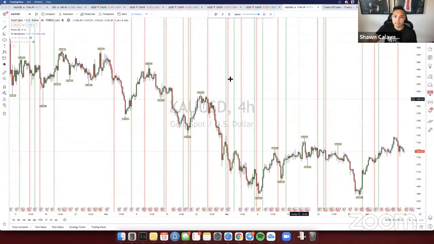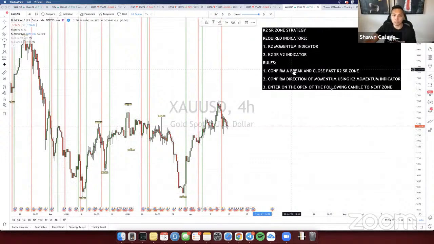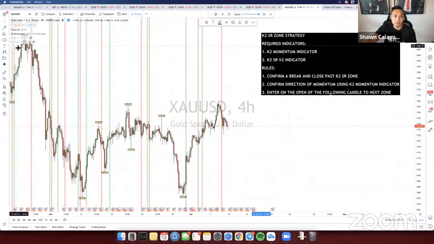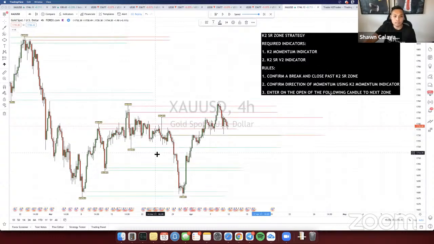how I basically analyze every pair from top to bottom, because this is usually going to be the longer strategy out of the other ones. So the first thing I do here is I identify the zones. So the first thing I do is I turn on the K2sr indicator. Let me just back up.